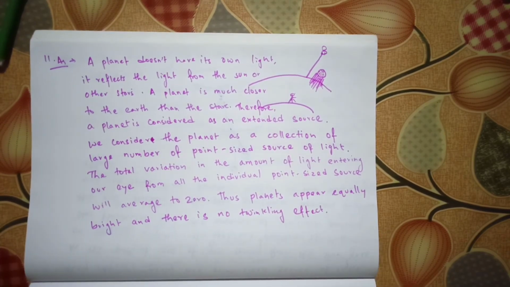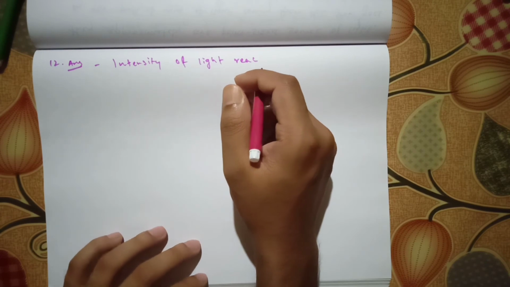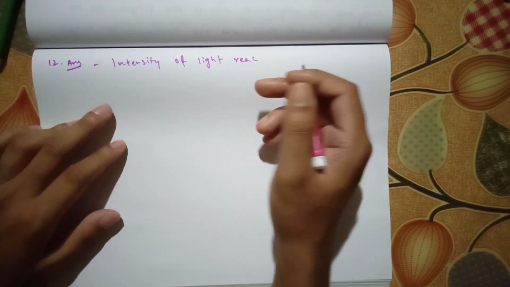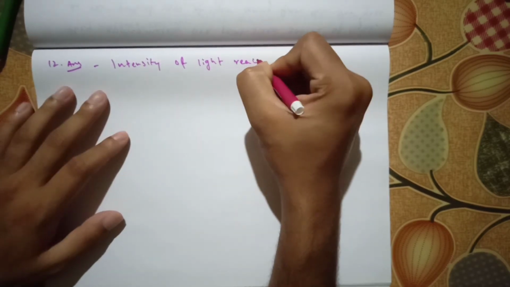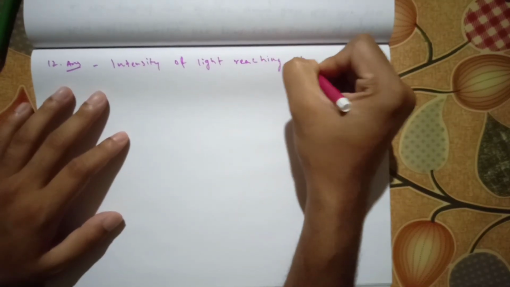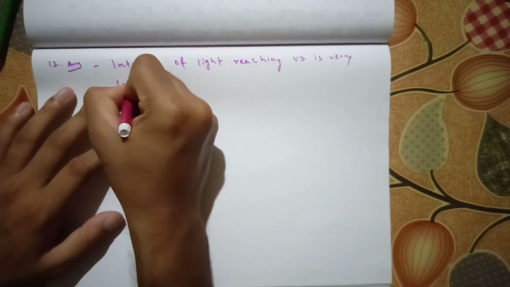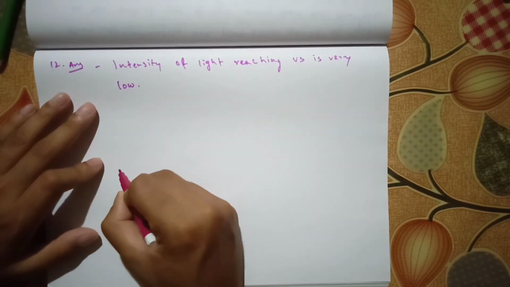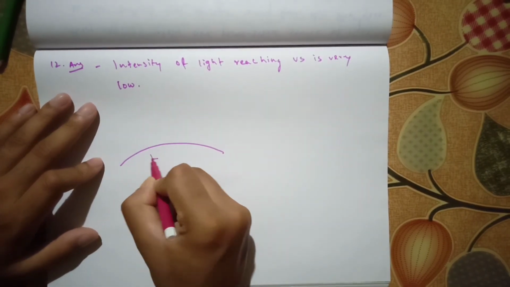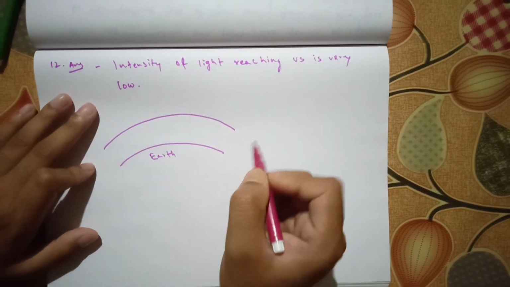So the next question is number 12. In this question it is asked that why does the sun appear reddish early in the morning. So the simple answer will be intensity of light reaching us is very low. Or let me describe in other words. Let us suppose this is Earth and this is our atmosphere.